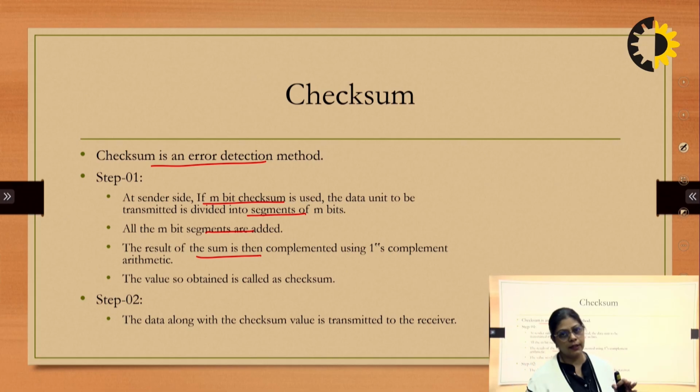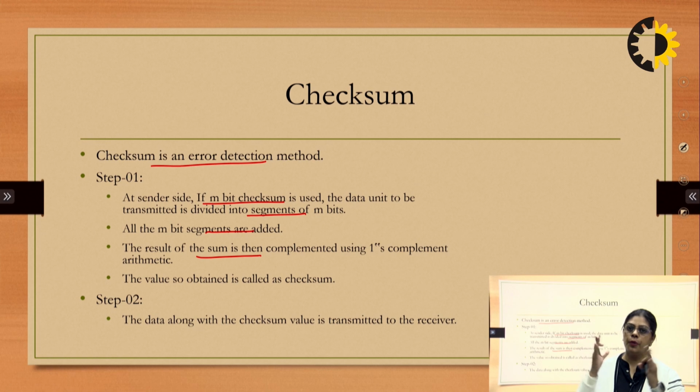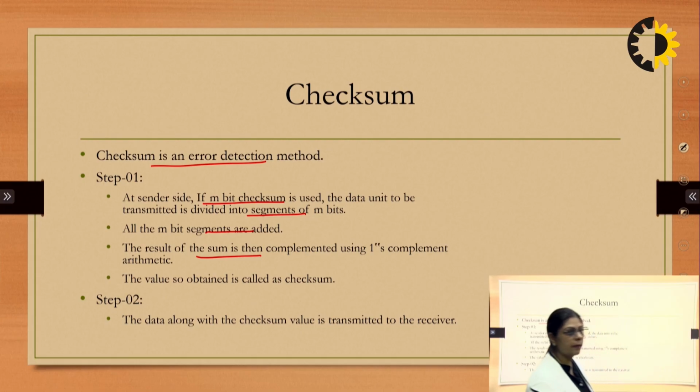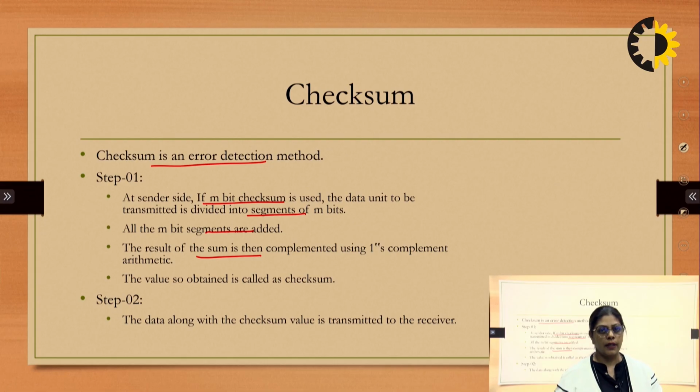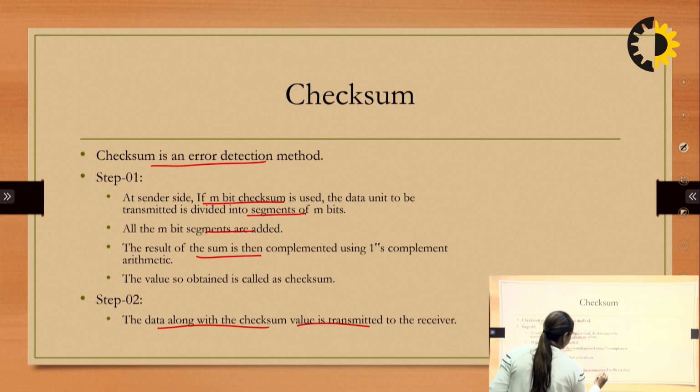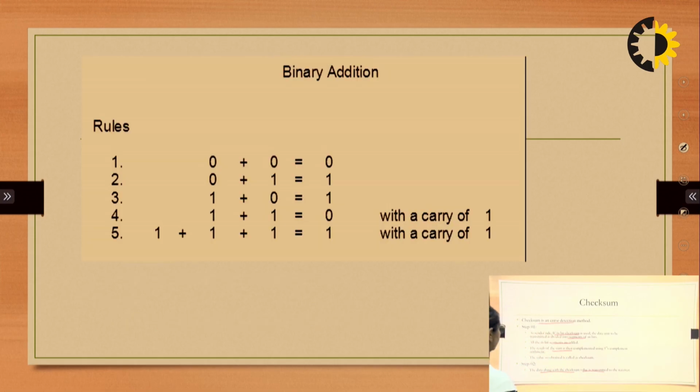The actual technique is that the data is divided into m blocks of m bits. These are all added together, and after we find the sum, we have to take the 1's complement of that. 1's complement means we have to reverse the bits: if there is a 0, we will put 1. If there is a 1, we will put 0, right? And then we will send it to the receiver. Okay? And the data along with the checksum value is transmitted to the receiver.